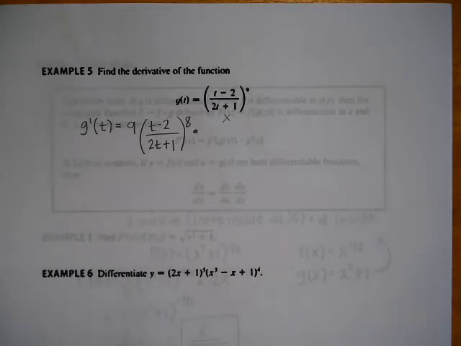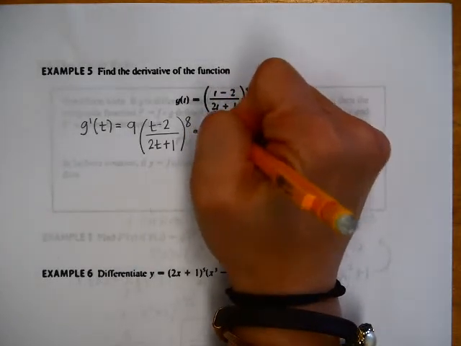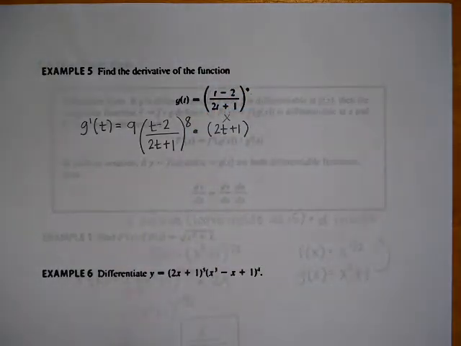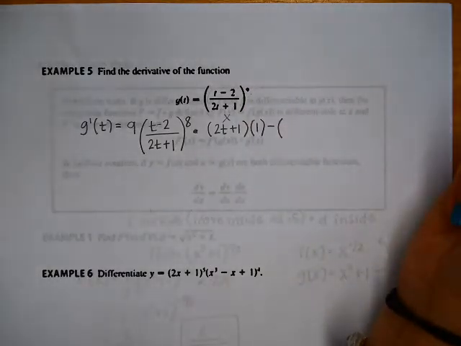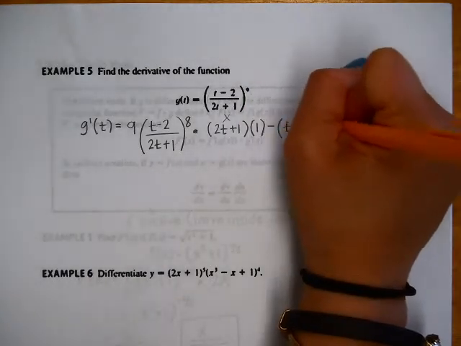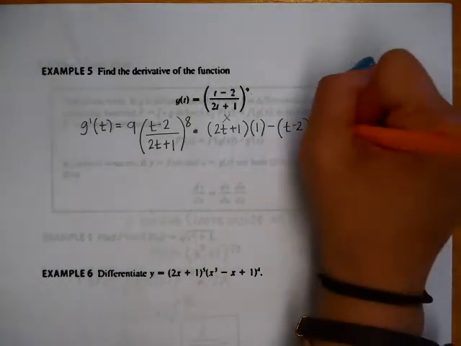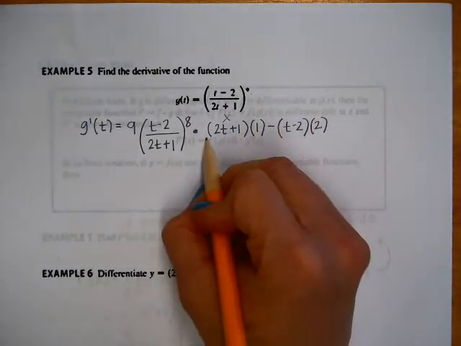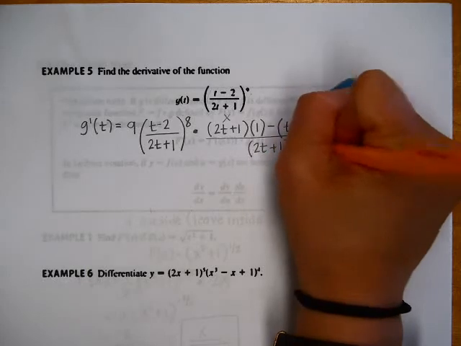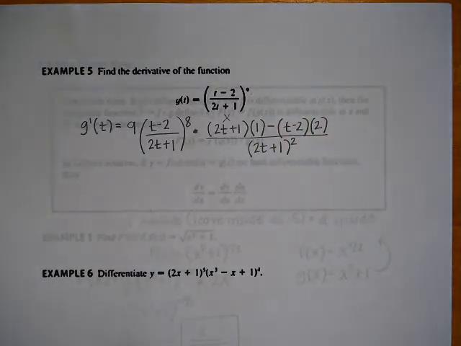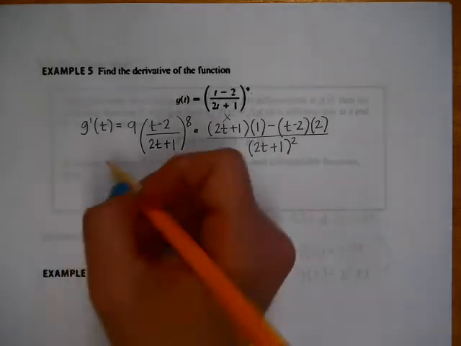Now when we take the derivative of the inside, we're going to have to do the quotient rule, okay? So remember, that's low d high minus high d low all over low squared. So we've got low, 2t plus 1, times the derivative of the top, and the derivative of the top is just going to be 1, minus high d low, and the derivative of the bottom is just going to be 2, all over the bottom squared, okay? So obviously on the top, you're going to have to simplify that and make that a little prettier.